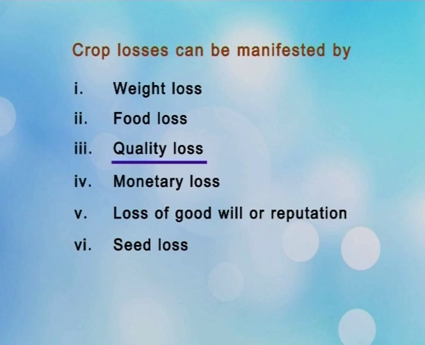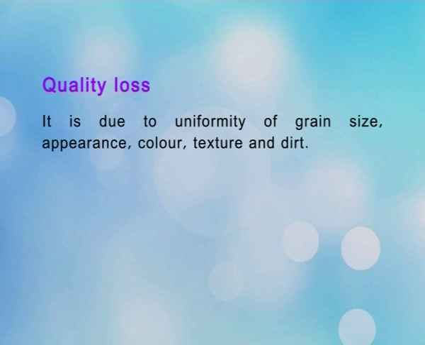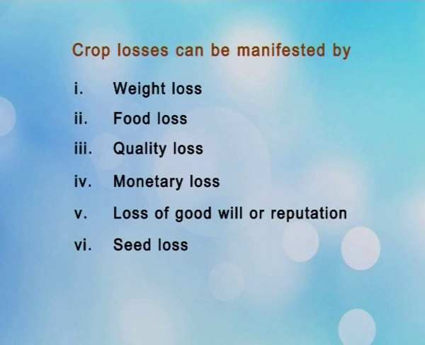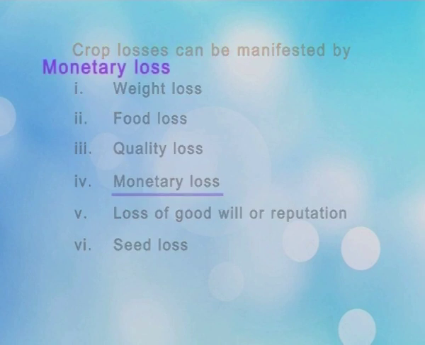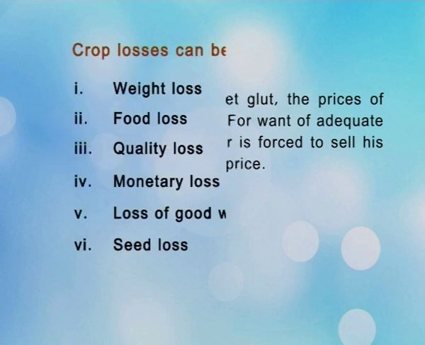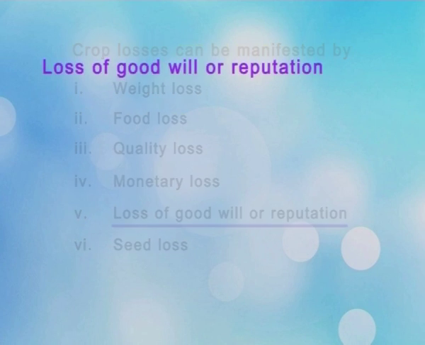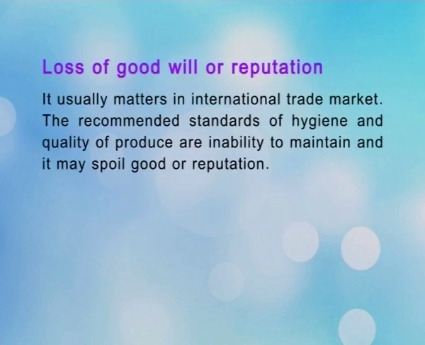Next, number 3, quality lost. It is due to uniformity of grain size, appearance, color, texture, and dirt. Next, number 4, monetary lost. During the time of market glut, the prices of produce are usually low. For want of adequate storage facilities, a farmer is forced to sell his produce at relatively low price. Next, number 5, loss of goodwill or reputation. It usually matters in the international trade market.